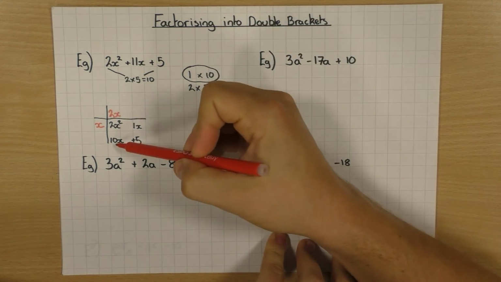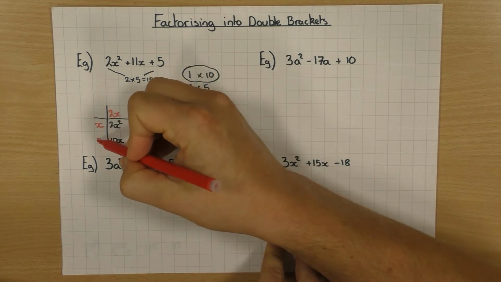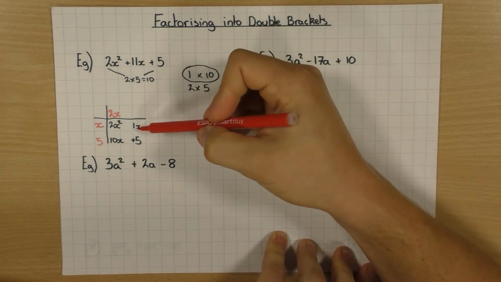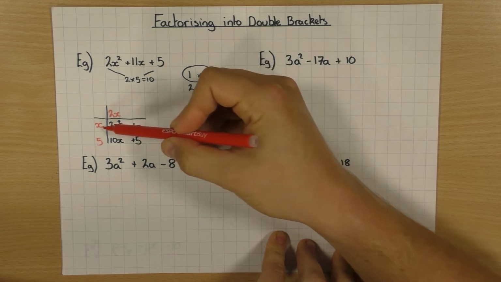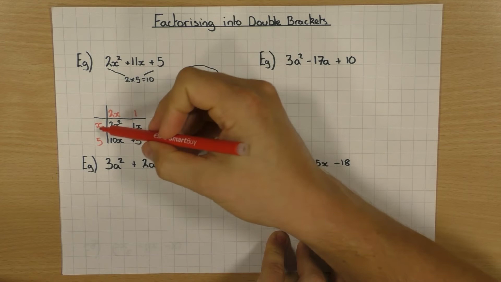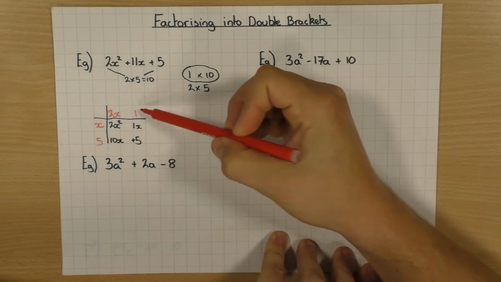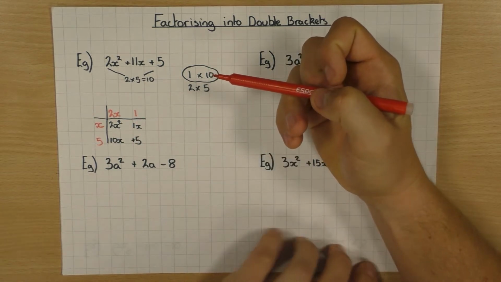Once I've got my 2x, I can look down here. What do I times 2x by to get 10x? Well, I times that by 5. And then over here, I've got x times what gets 1x? Well, that's easy. That's going to be a 1. 1 times x is obviously 1x. Okay, double check that 5 times 1 is 5. Yep, that works as well.